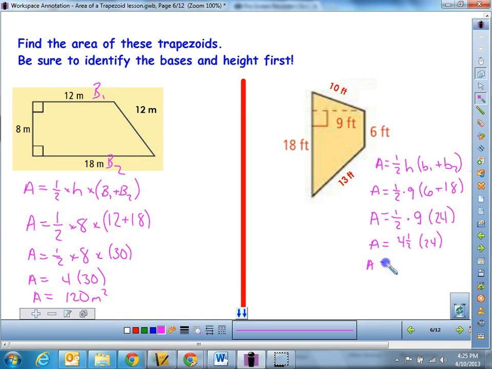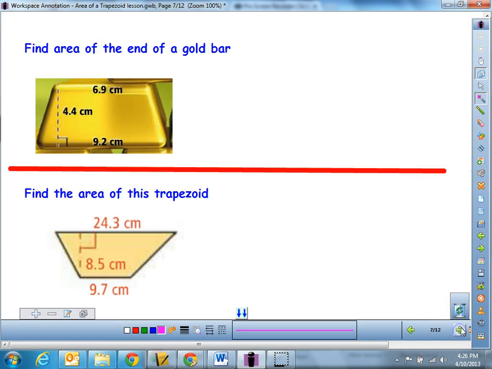You can either do the math out or use your calculator, but when you do it, you should have gotten 108, and then we add our feet squared. All right, let's keep moving on.